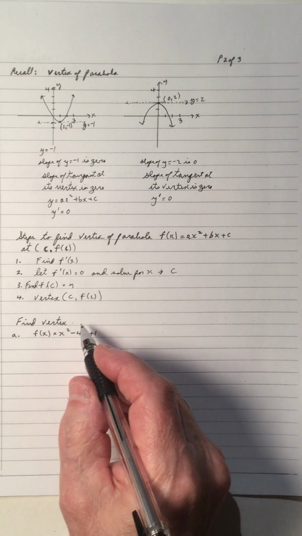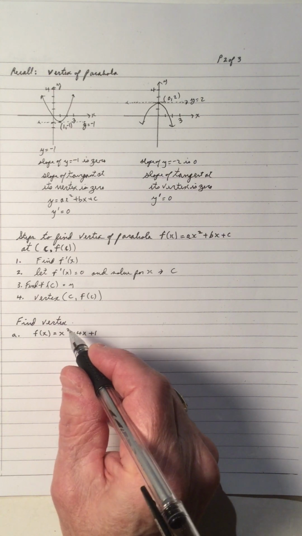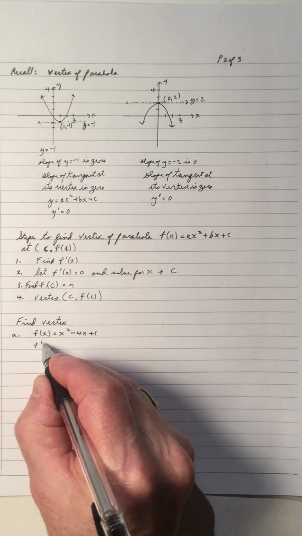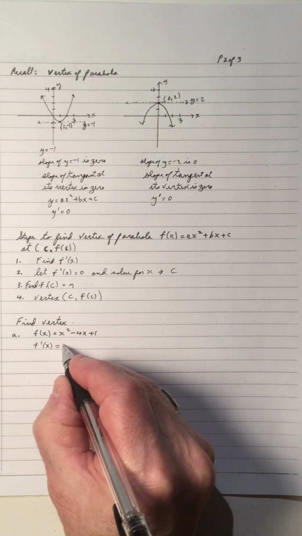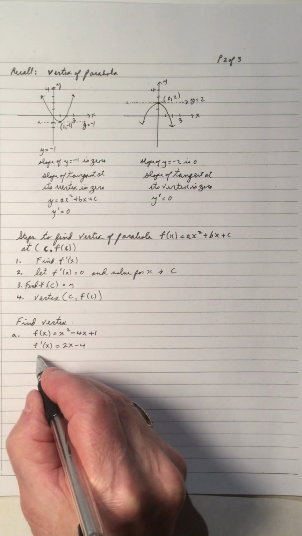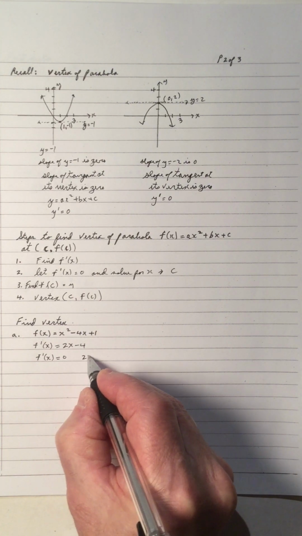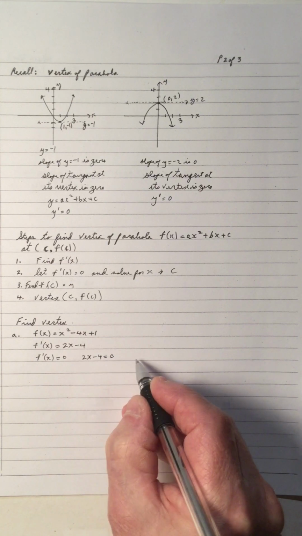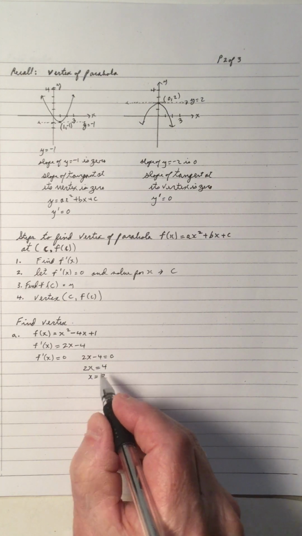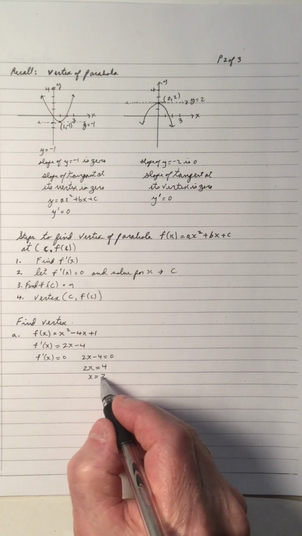So let's find the vertex of some parabolas. At the vertex of the parabola, we have a slope of 0. So let's find the derivative of f of x, which is 2x minus 4. The derivative of 1 is 0. And so we make f prime of x equal to 0. That means we'll let 2x minus 4 equal 0. So 2x equals 4, divided by 2, x is 2. So the derivative has a slope of 0 when x is 2.